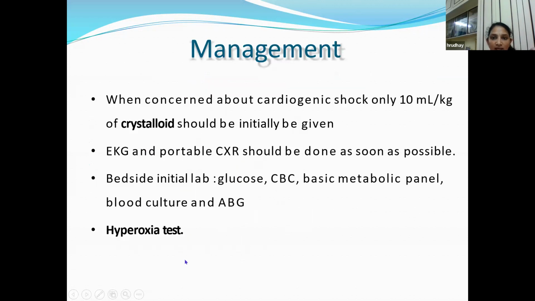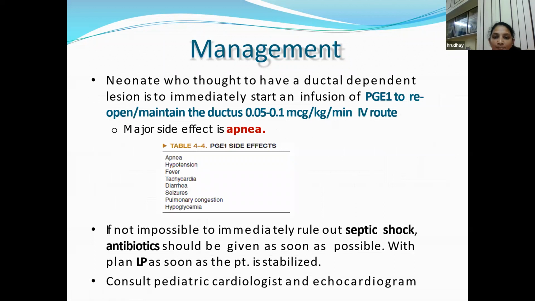IO access, as usual. If there is shock, usually we give crystalloids, but if you are thinking about cardiogenic shock, minimize the fluids. ECG and X-ray should be done as soon as possible. Maintain the glucose levels; ABG and blood culture have to be done, because the main feature we think about is sepsis. So we need to have both things. Next, the hyperoxia test. Then go with the PGE1.